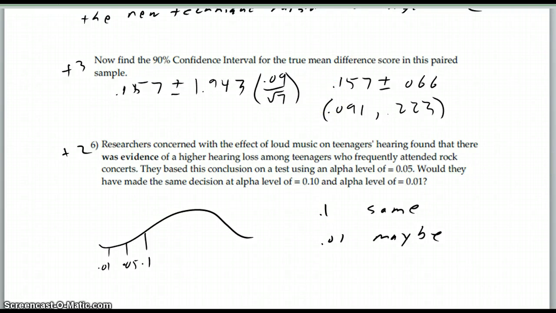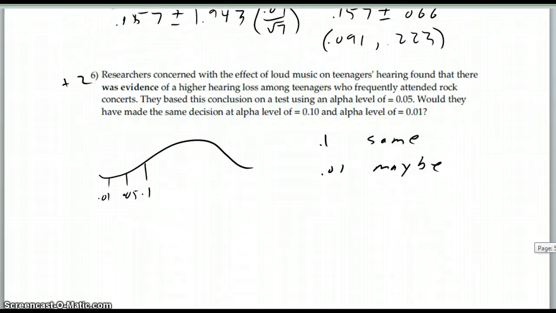And then if we go to the last problem, this is the loud music one. There was evidence, which means there was significant difference. That was at the 0.05 level, so that means our test stat was somewhere left of 0.05. So would they have made this same decision if alpha would have been 0.1? The answer is yes. It's still going to reject the null, say it is significant.